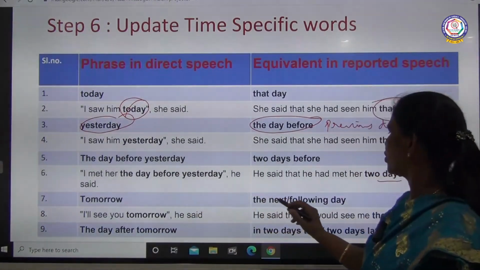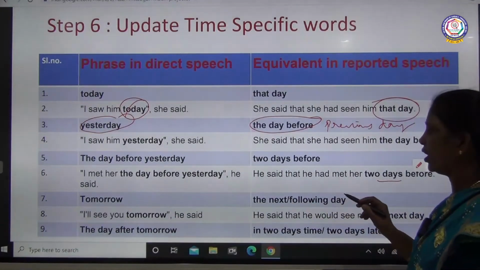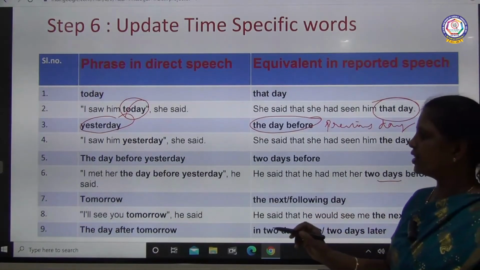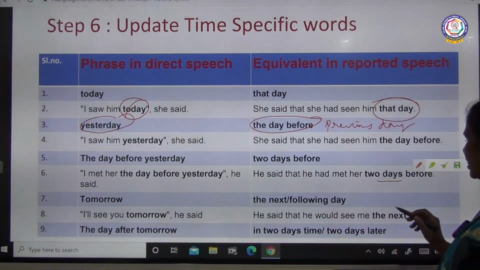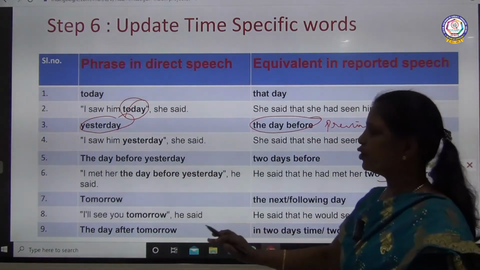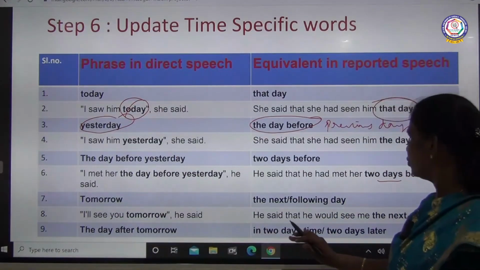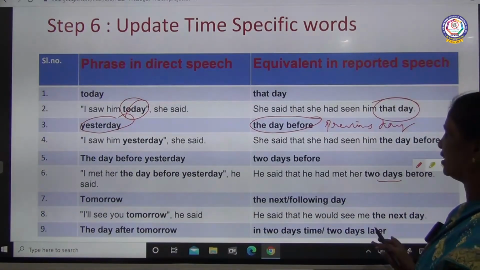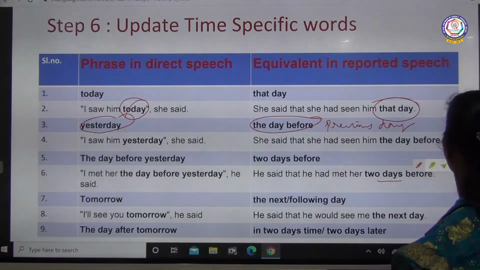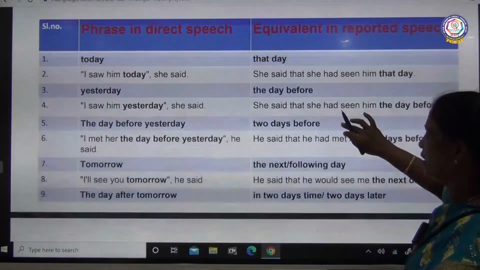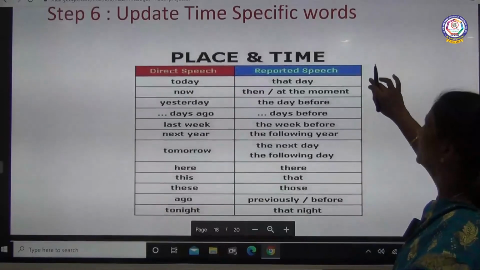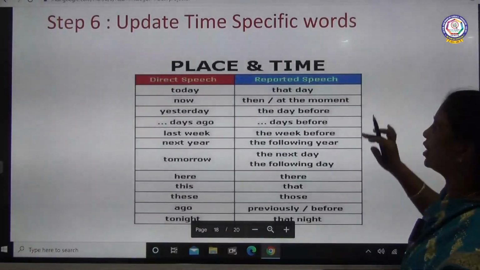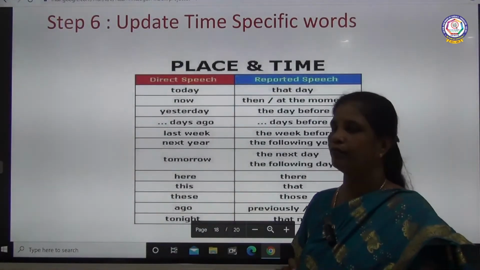Tomorrow will be changed into the next day or the following day. So I will see you tomorrow, he said. He said that he would see me the next day, the day after tomorrow, in 2 days time or 2 days later. So it is clear, children? Okay. So updated time specific words are there. You keep them in mind so that when you are changing, it will be helpful to you.